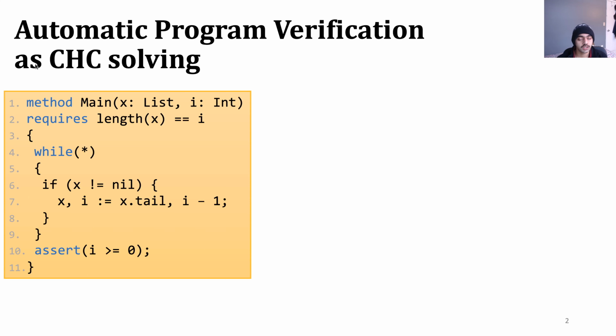We are interested in automatically verifying imperative programs that manipulate data types like lists or trees or heaps. We have an example of such a program on the left hand side. It has one method main. It takes two arguments, a list and an integer variable that is supposed to capture the length of the list. And in a while loop that runs an arbitrary number of times, we remove elements from the head of the list and we decrease the length variable accordingly. It is asserted that no matter when you exit the loop, the length variable is positive.